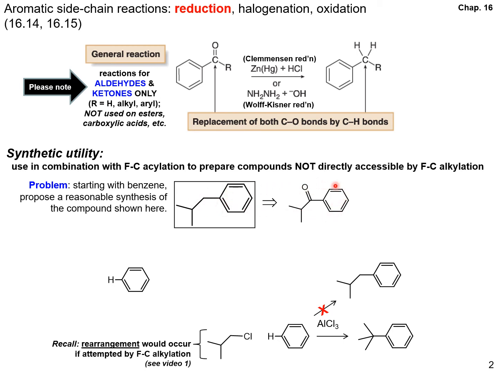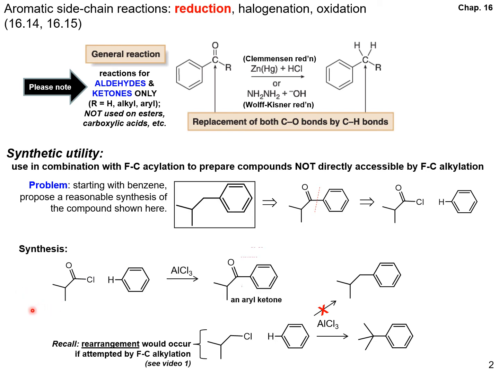This is a good synthetic intermediate because you can make this directly from benzene by the Friedel-Crafts acylation. Therefore, the forward synthesis to make isobutyl benzene involves the Friedel-Crafts acylation on benzene as a first step using this acid halide. You then take the resulting aryl ketone product, reduce it by either the Clemmensen reduction or the Wolff-Kishner reduction, and you'll end up with the desired compound, a compound that you could not get directly by Friedel-Crafts alkylation.